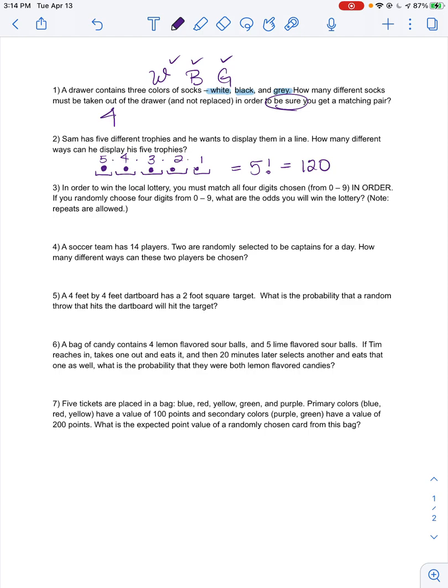Now, the lottery has 4 digits. That means that 1, 2, 3, 4 spaces have to be filled. Those randomly chosen 4 digits with repeats allowed range from 0 to 9. That actually represents 10 different digits. Since repeats are allowed, the number of different ways that I can put those digits together would be, by the fundamental counting principle again, 10 times 10 times 10 times 10, or 1 with 4 zeros.